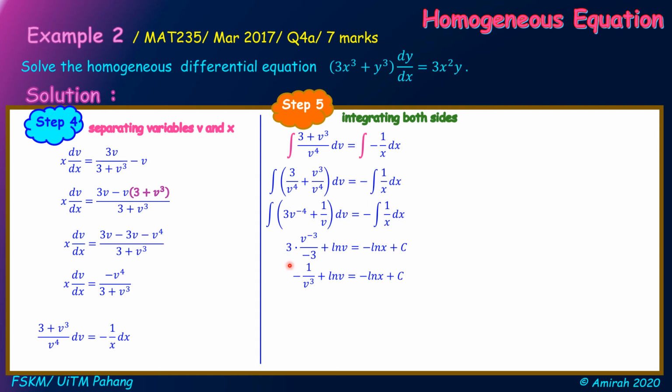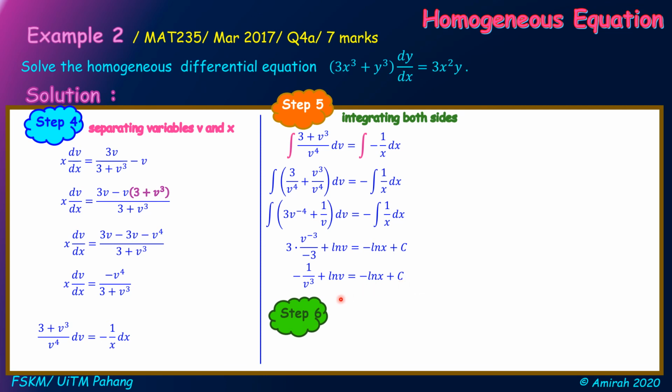After that, we simplify. We can simplify 3 here and 3 from the denominator. So we have negative, and we move v to the power of negative 3 down to the denominator, so we have negative 1 over v to the power of positive 3, or v cubed, plus ln v equals negative ln x plus c.